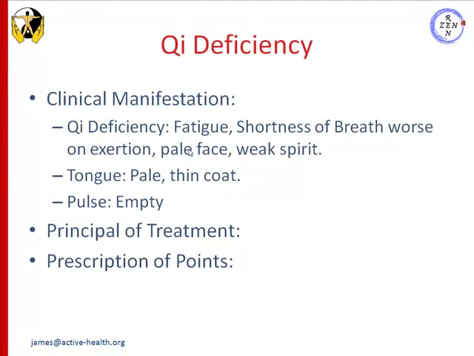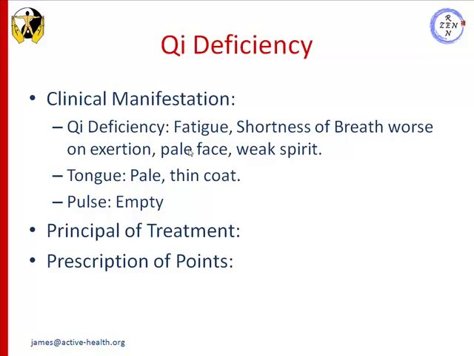So let's just take a look at Qi deficiency, for instance, and here we see fatigue, shortness of breath that's worse on exertion. So in other words, if we just walk down to the end of the road and we feel tired, or if we sweat on slight exertion, then we may be looking at a Qi deficiency. The complexion is pale and the spirit of the person could be weak. The tongue is usually pale with a thin coating, and the pulse is empty.